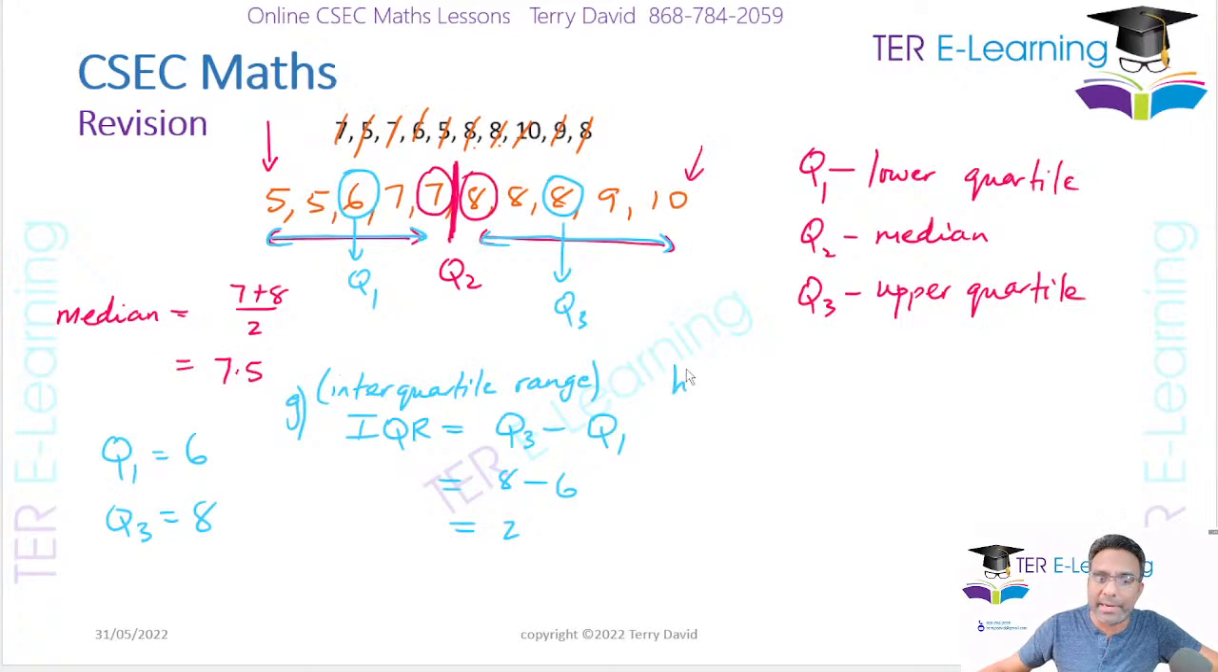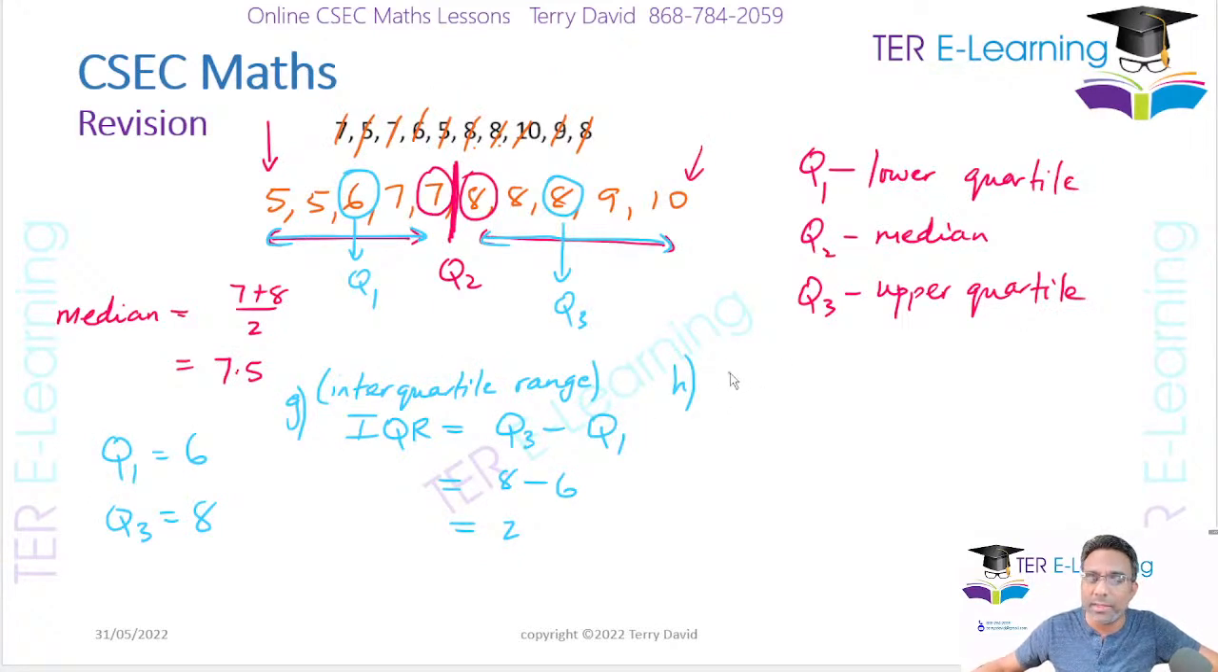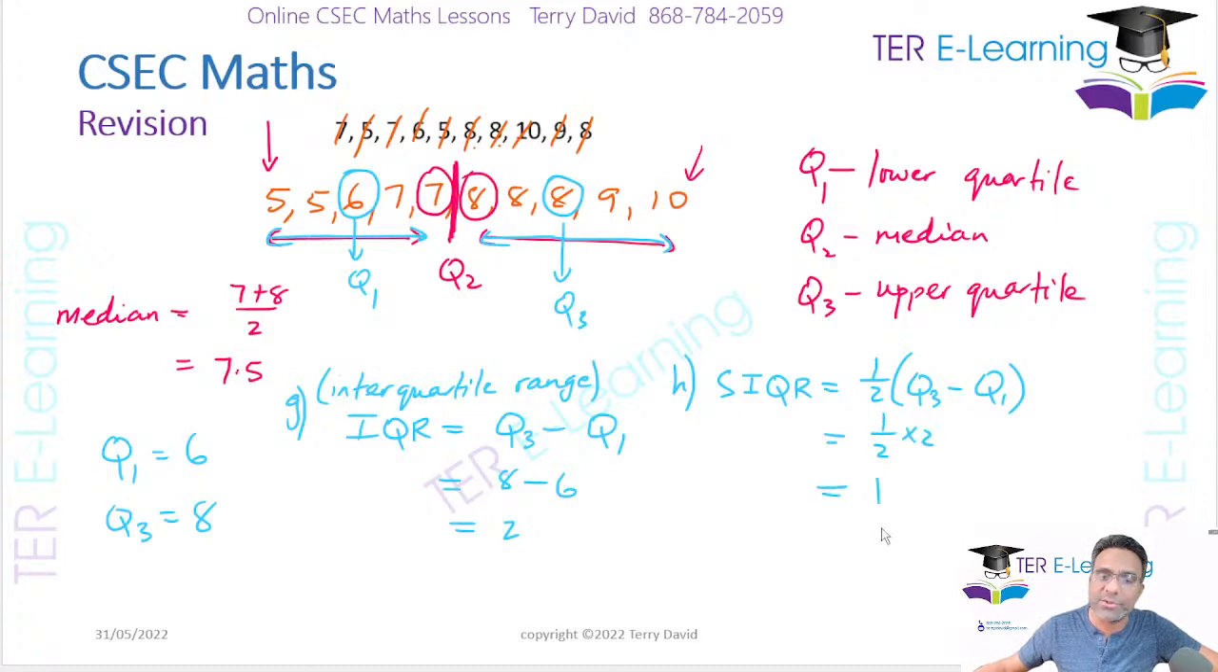And then part H, the last part, they want to know what is the semi-interquartile range. Semi means half. So the semi-interquartile range is simply a half of your Q3 minus Q1. That's all. Nothing fancy. It's going to be a half multiplied by the answer you just got, which is 2. So half times 2, you're going to get 1. So your semi-interquartile range is going to be equal to 1.